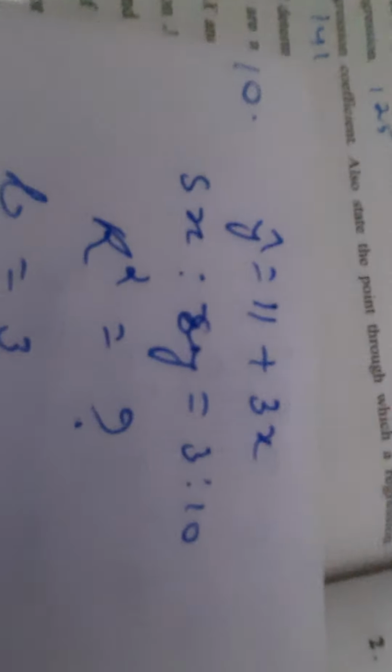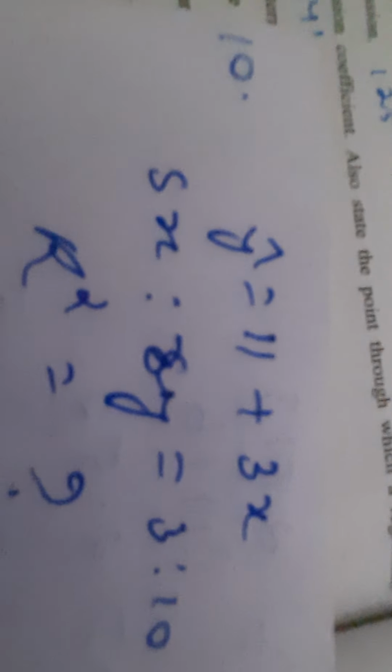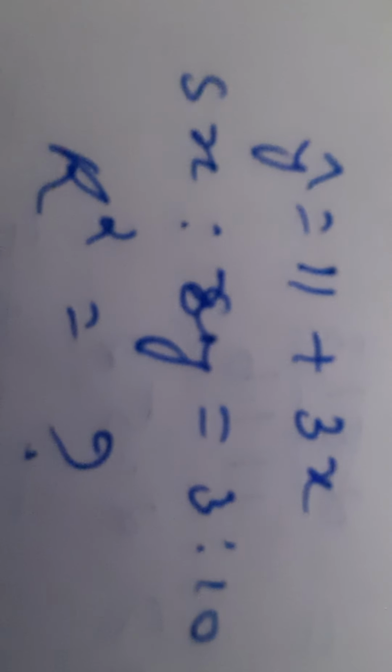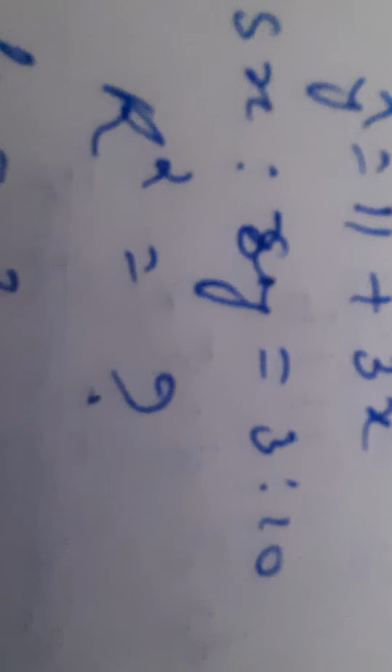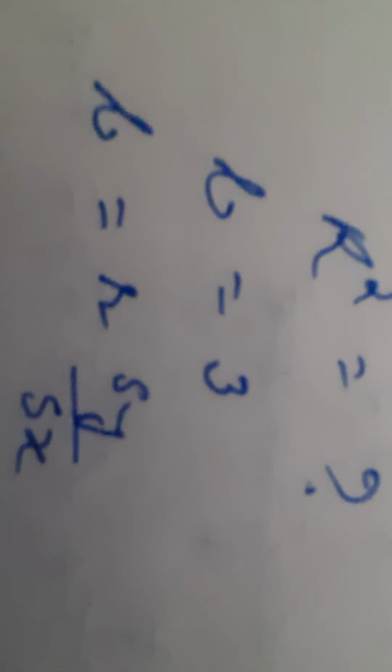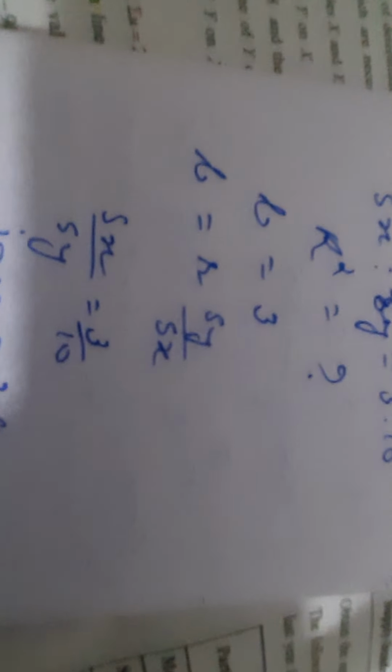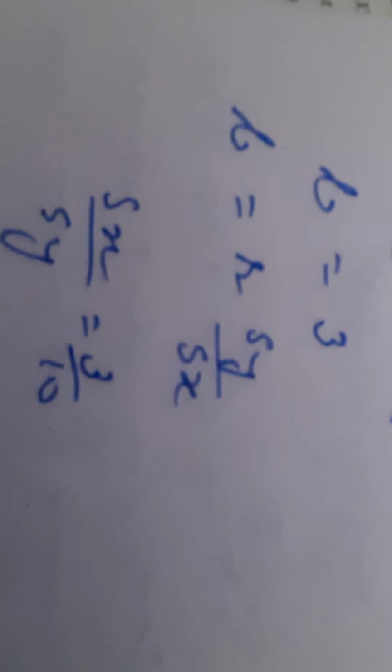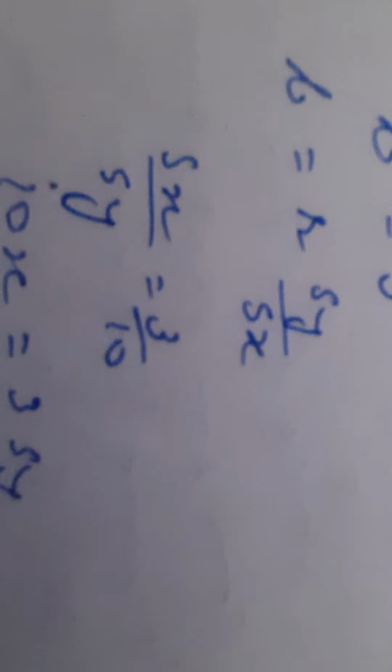So let us go to the answer here. Y cap as such is 11 plus 3x. Sx is to Sy is equal to 3 is to 10. R squared, the coefficient of determination, we are asked to find out. B is equal to 3. Now we know that B is equal to R into Sy upon Sx, and Sx upon Sy is equal to 3 by 10.